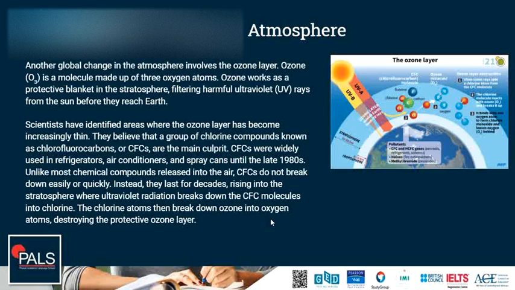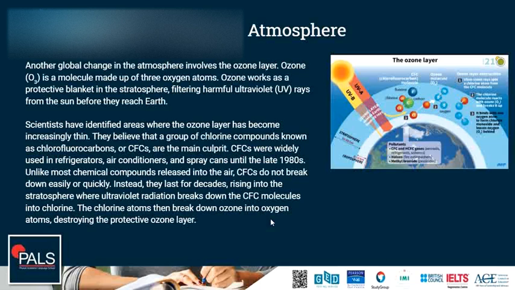Another global change in the atmosphere involves the ozone layer. Ozone, O3, is a molecule made up of 3 oxygen atoms. Ozone works as a protective blanket in the atmosphere, filtering harmful UV rays from the sun before they reach Earth. Scientists have identified areas where the ozone layer has become increasingly thin. They believe that a group of chlorine compounds known as the chlorofluorocarbons, or CFCs, are the main culprit.